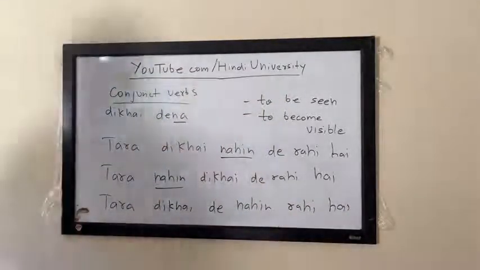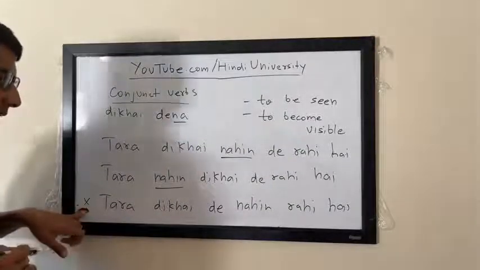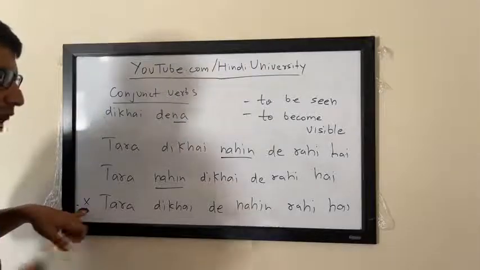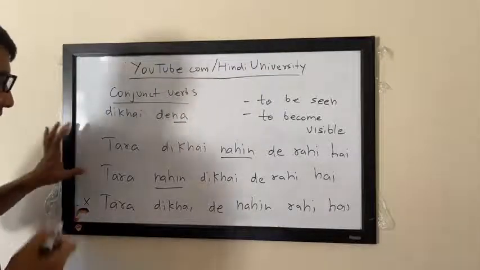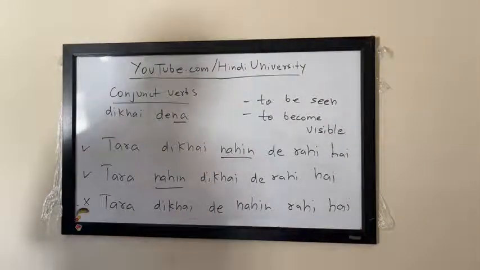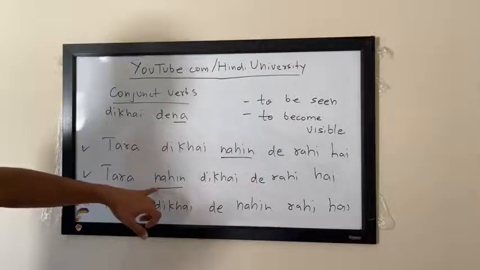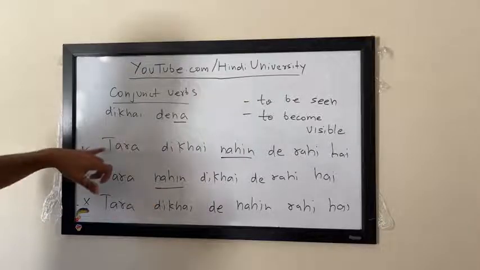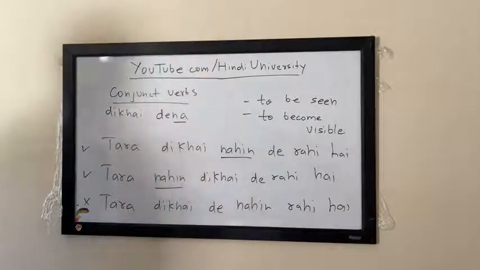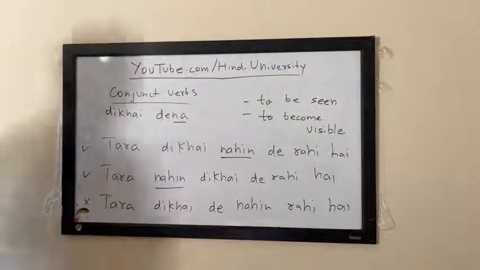Let's look at all of them. Tara dikhai de nahi rahi. Yeah, it won't flow very well. Let me put it this way. These two you will see the speakers using most commonly. Your comment was, can I put it before the verb? Yes. Tara nahi dikhai de rahi hai. And the second one also, Tara dikhai nahi de rahi hai. You can put it between as well.